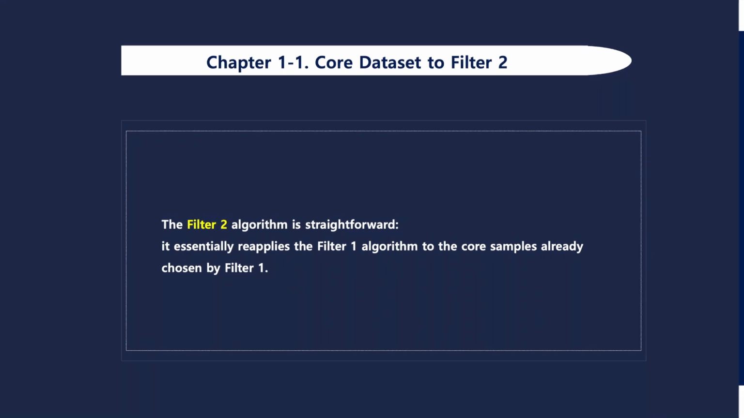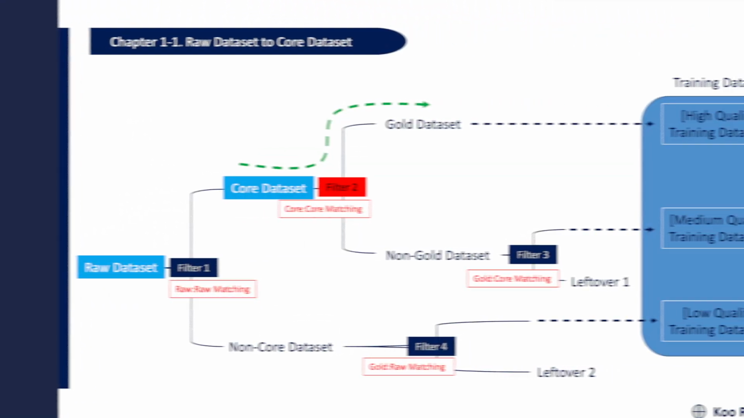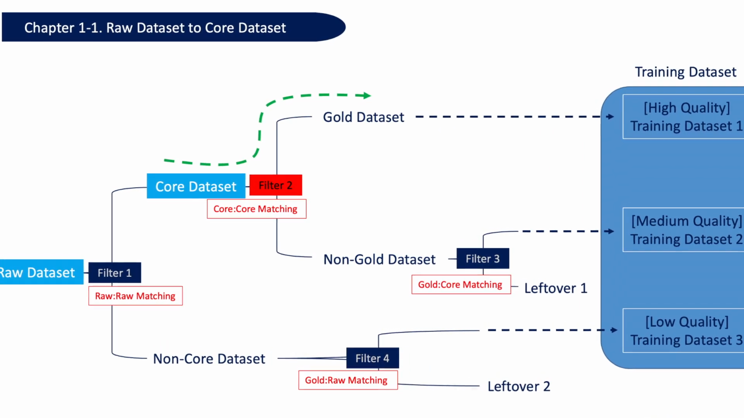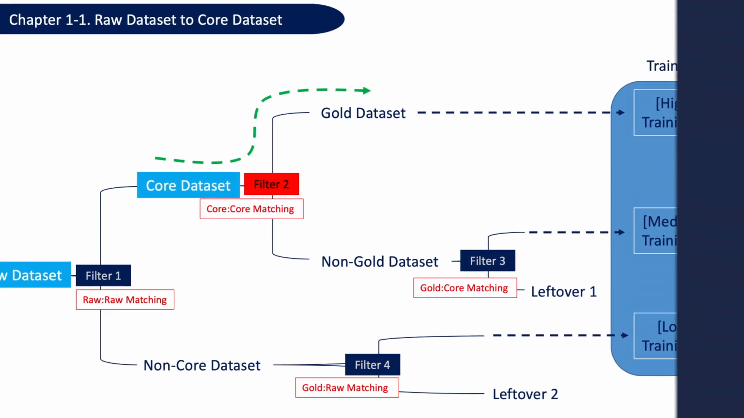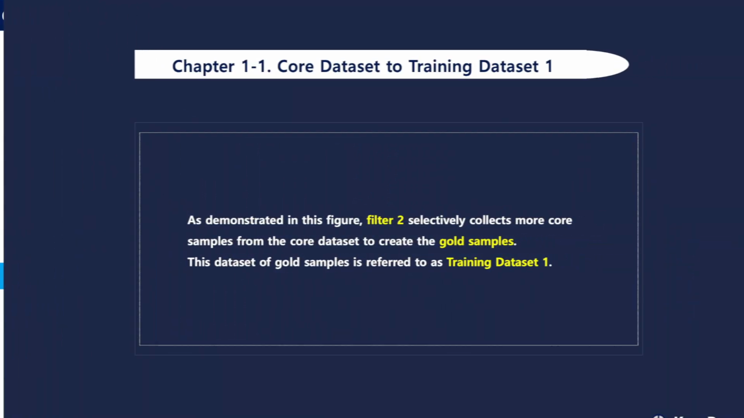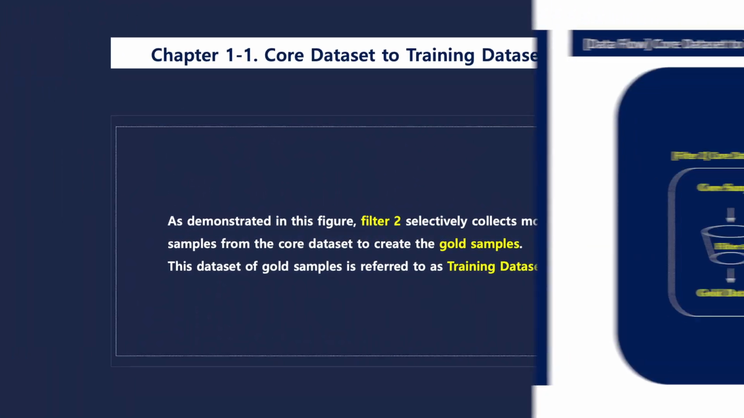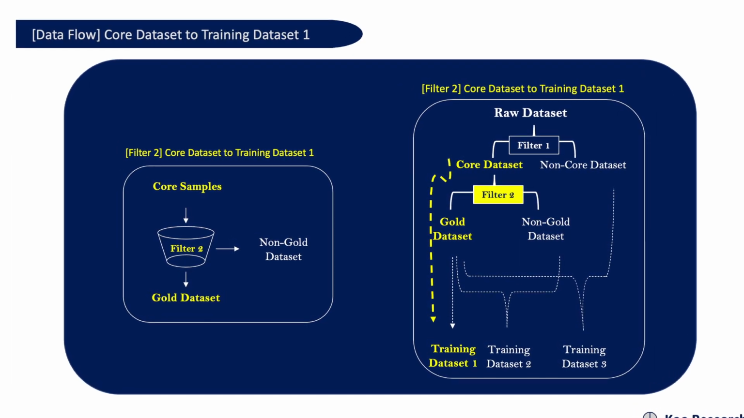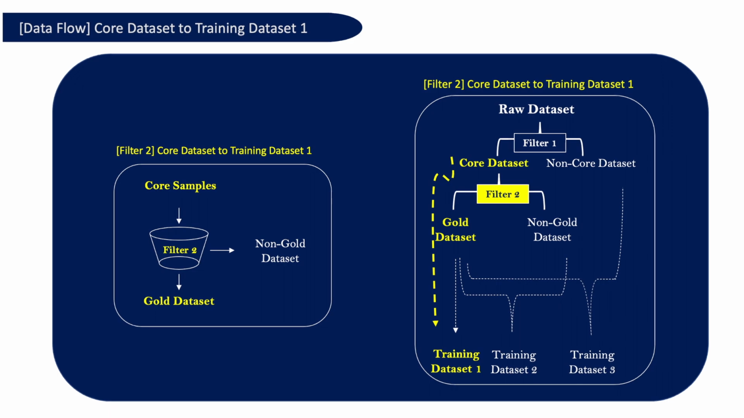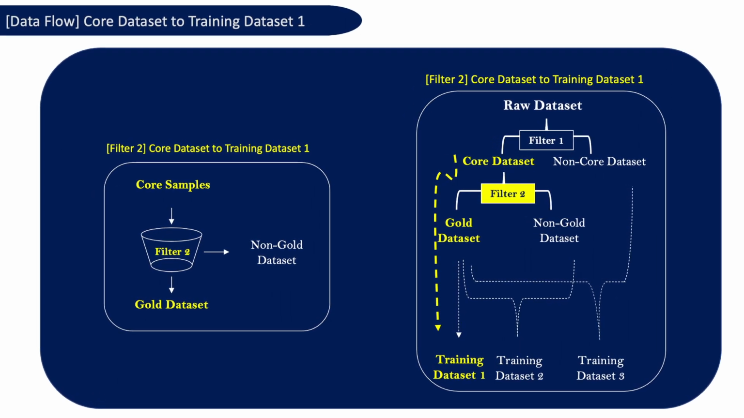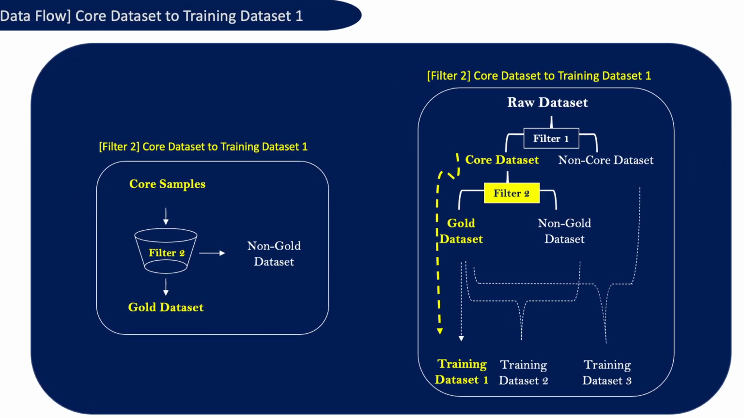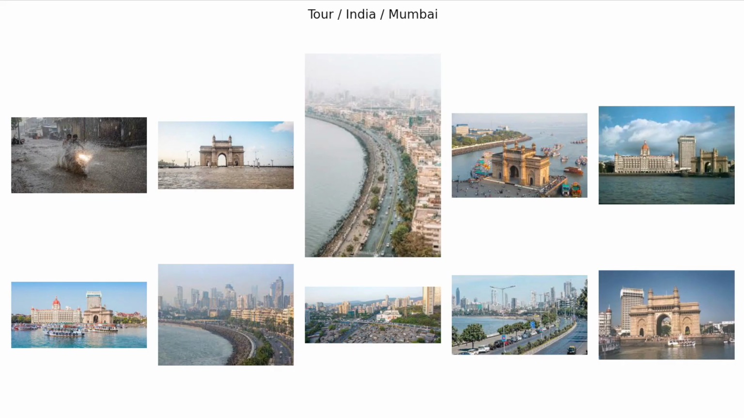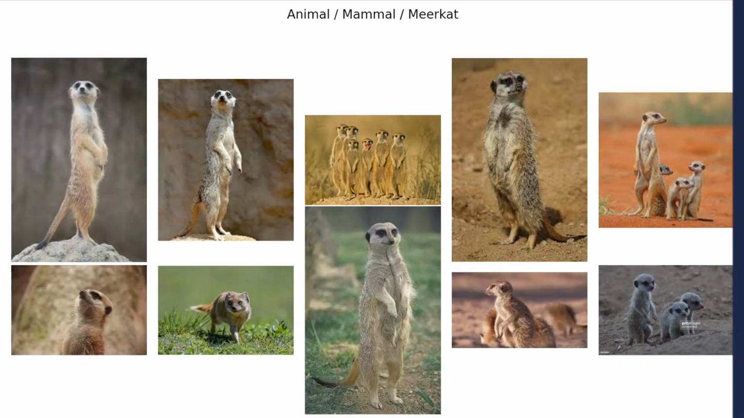The Filter 2 algorithm is straightforward. It essentially reapplies the Filter 1 algorithm to the core samples already chosen by Filter 1. As demonstrated in this figure, Filter 2 selectively collects more core samples from the core dataset to create the gold samples. This dataset of gold samples is referred to as Training Dataset 1. This video showcases some samples corresponding to 3-level labels in Training Dataset 1.